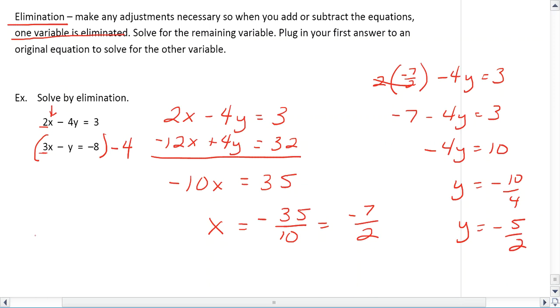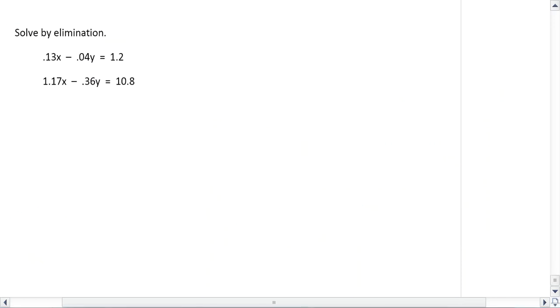So my answer, again, it's an ordered pair, -7/2, -5/2. All right, one more example. And this also is going to review a skill that you had from Algebra 1.